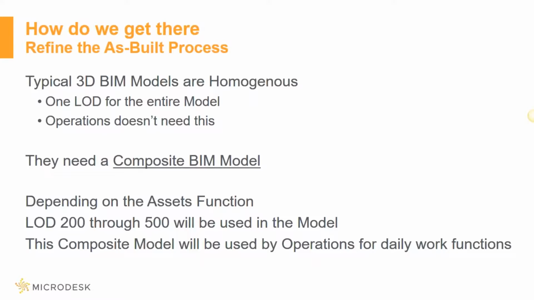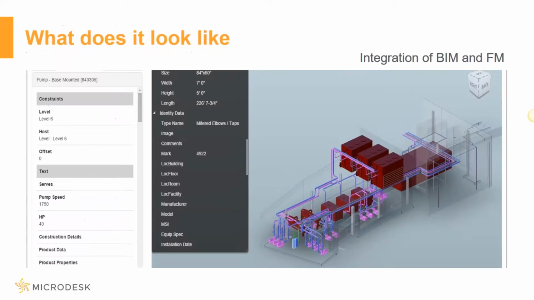And then what does this typically look like? You'll see these in these pictures here. This is how we would integrate BIM and facilities management. What you're seeing in the picture on the right-hand side is not what you would call your typical Revit model. This is a very lightweight model that you can use on a tablet. You can use pinch and zoom. You can use your hands to navigate through the model.